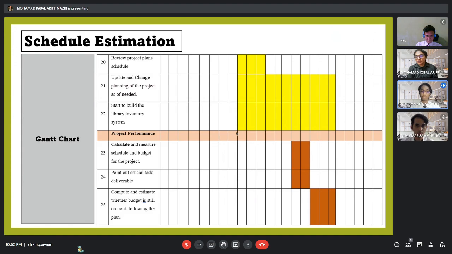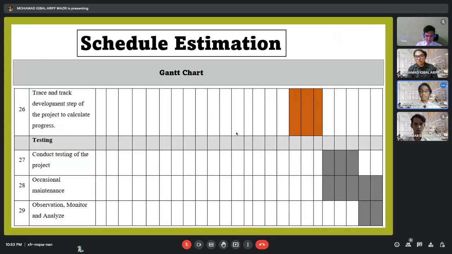Okay, for project performance, we are going to start at the end of June until before entering August. Inside project performance, we are going to calculate and measure the schedule and budget for the project. We are going to point out crucial task deliverables, compute and estimate whether the project is still on track following the plan, and trace and track the development steps of the project to calculate progress.